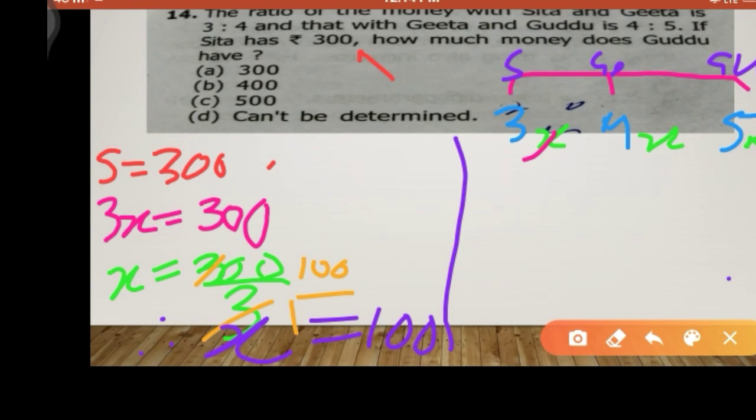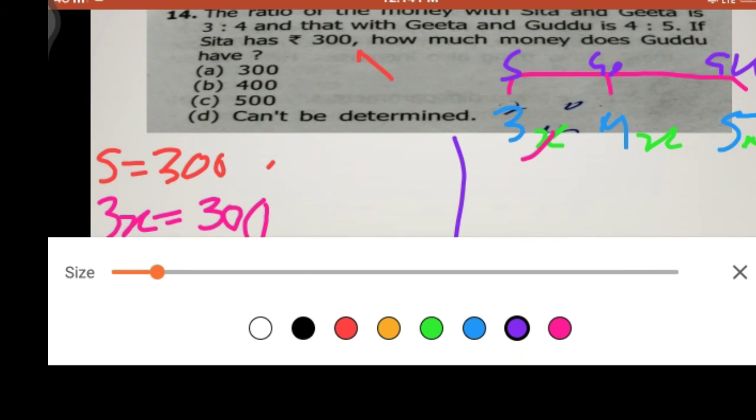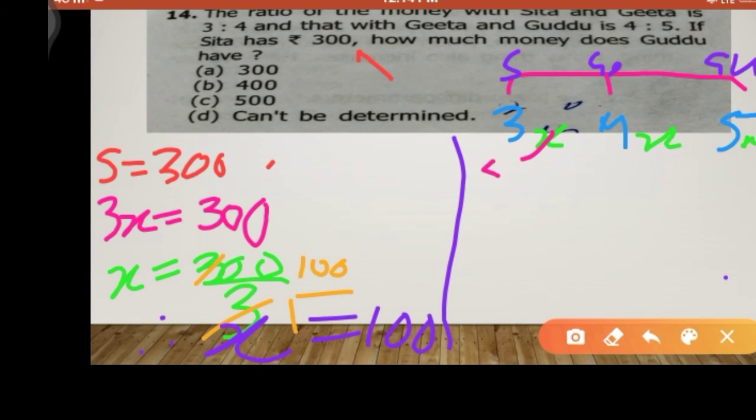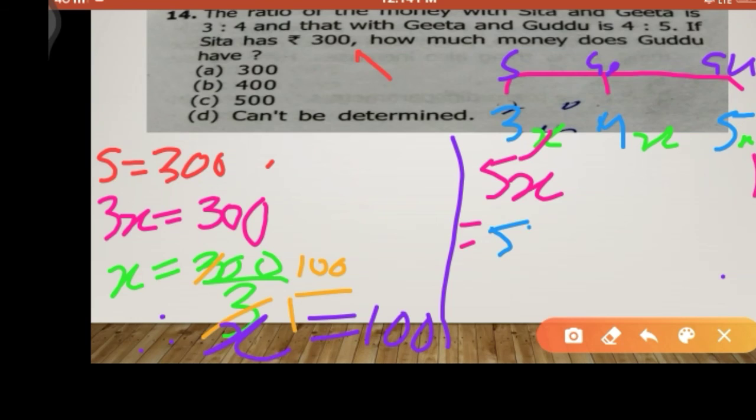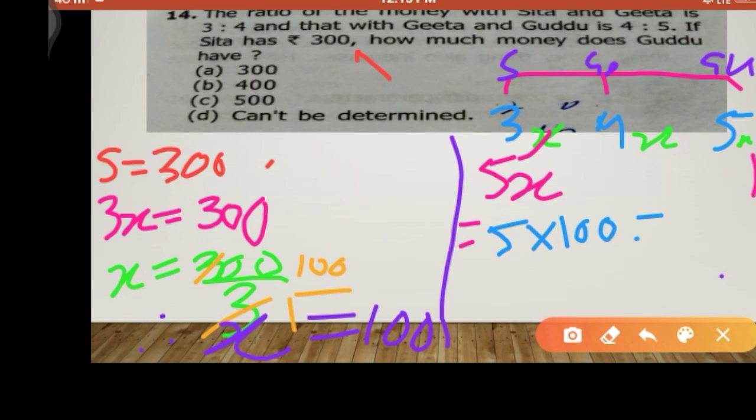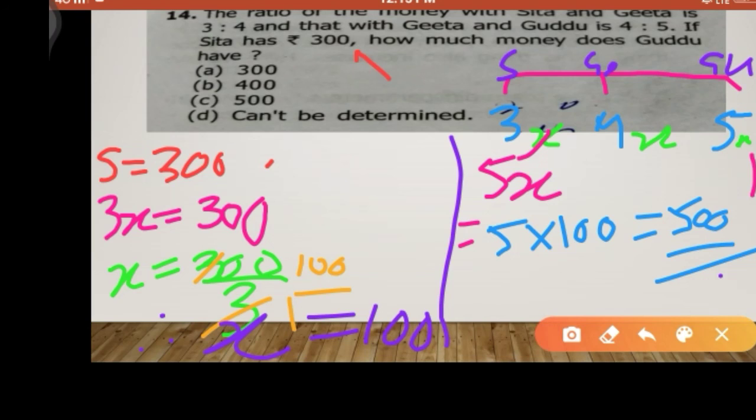Now similarly, we can use this rule to get the amount with Geeta and Guddu. But it's asking for Guddu, so let's go for Guddu. What's the amount of money with Guddu? It's 5x, which is equal to 5 multiplied by the value of x that we got, 100. The answer we get is rupees 500. So we got the answer for this question. Option C is the correct answer. It was the simplest trick to solve this question.